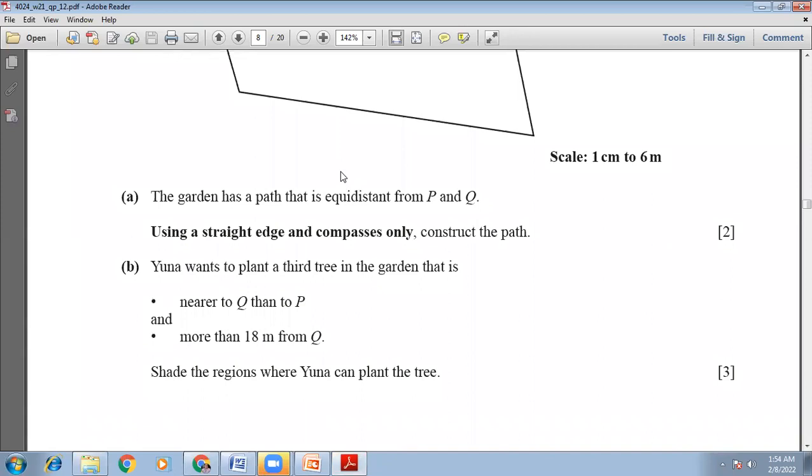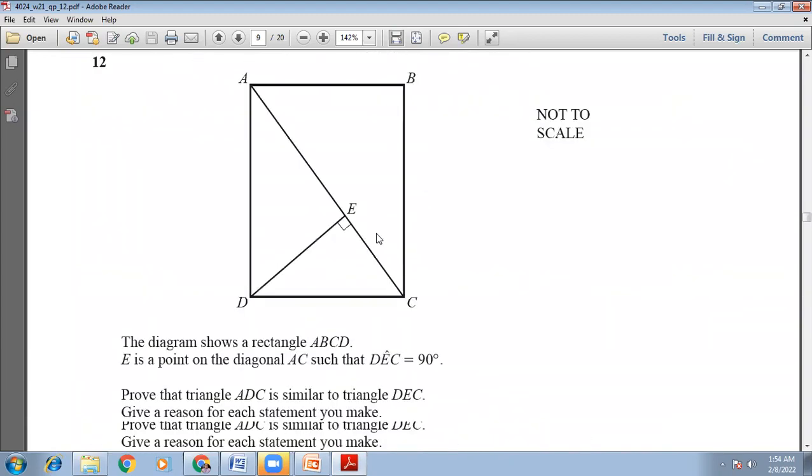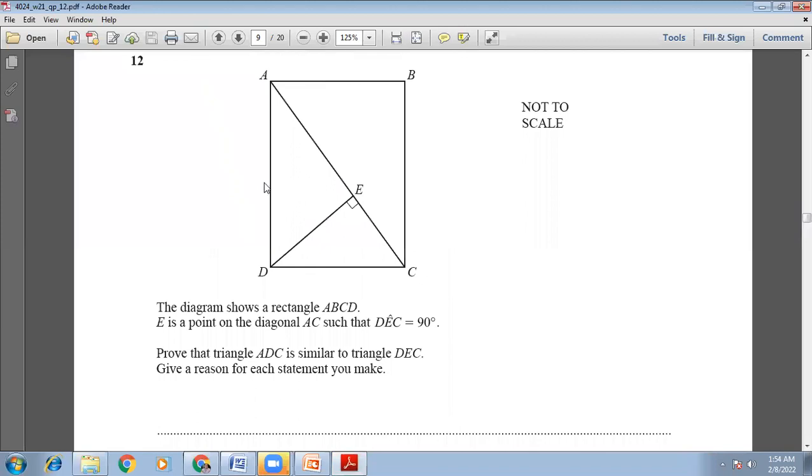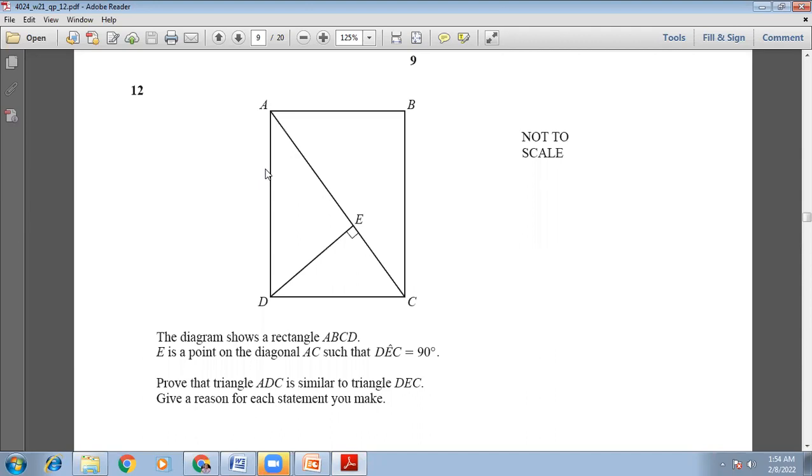Now you can see this whole question. This was the main diagram. Okay. So we have a 3 marks question. It says the diagram shows a rectangle ABCD. E is a point on the diagonal AC such that angle DEC is 90 degrees. Prove that the triangle ADC is similar to the triangle DEC.